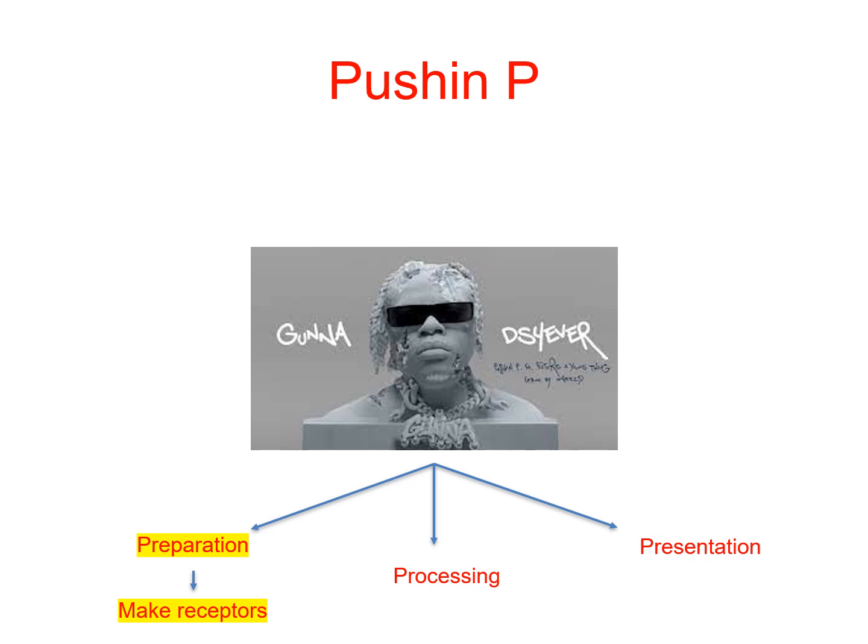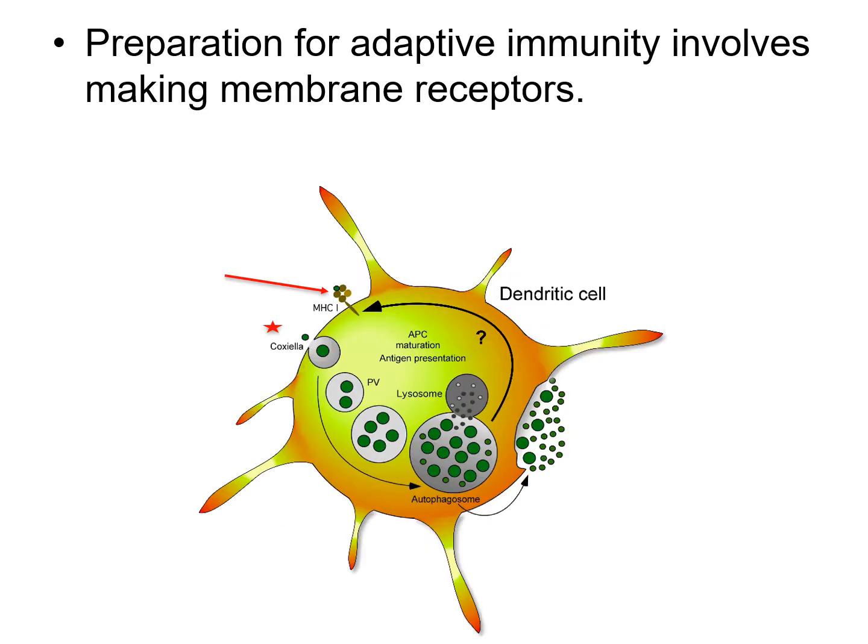Preparation. The macrophage must make receptors, pushing P. So preparation of adaptive immunity involves making the receptor. So in the picture you see the antigen presenting cell has made a receptor, and I'm pointing to it in the picture, and that receptor is MHC.